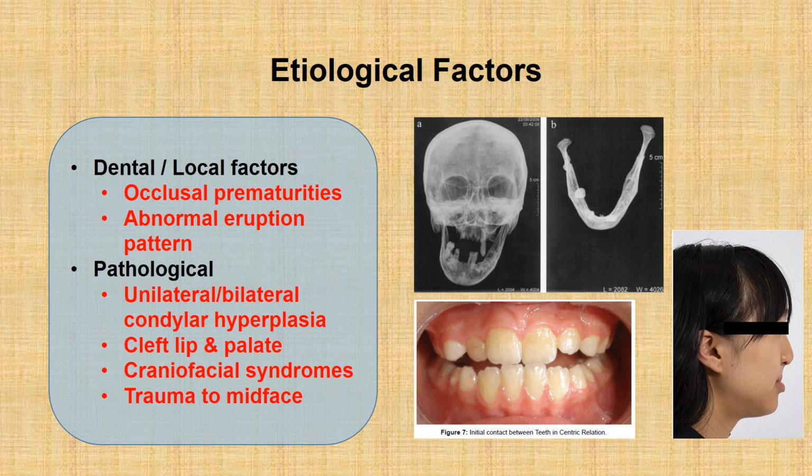Now, there are also pathological causes of class 3 malocclusion, and this can be due to things like condylar hyperplasia, any of the craniofacial syndromes, including cleft lip and palate, whereby the growth of the maxilla is restricted or stunted. Equally, a trauma to the mid-face can also cause retardation of growth of the maxilla.